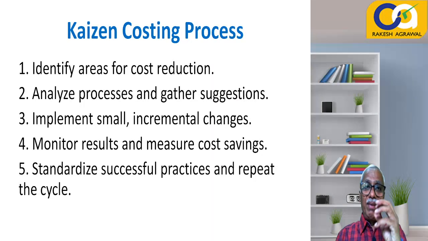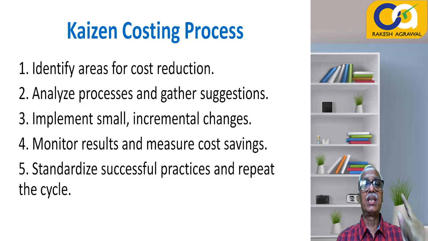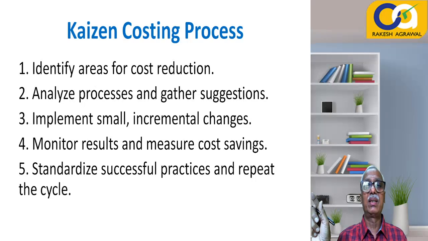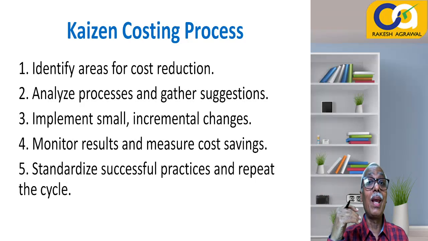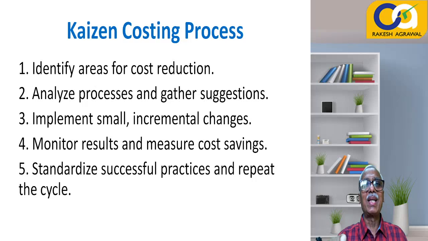Now once the saving is achieved, once you find that the result is successful, then you have to standardize that successful practice. If that suggestion is successfully implemented, standardize it so that all the workers at every floor, that is shop floor, can implement that suggestion. Then keep repeating the cycle, because it is a continuous improvement process. Again repeat the same cycle.